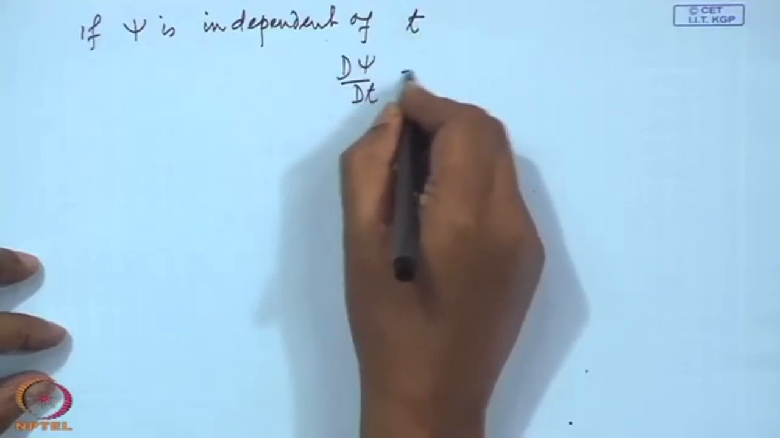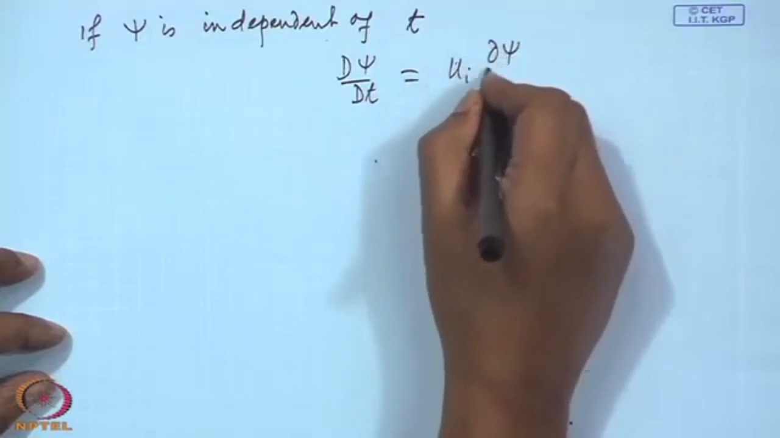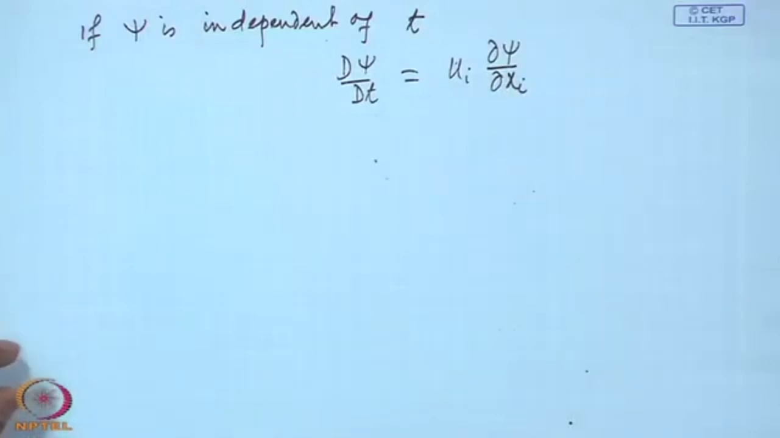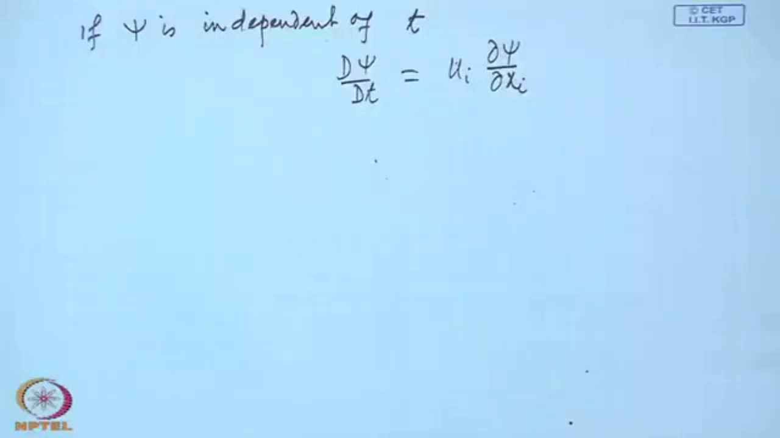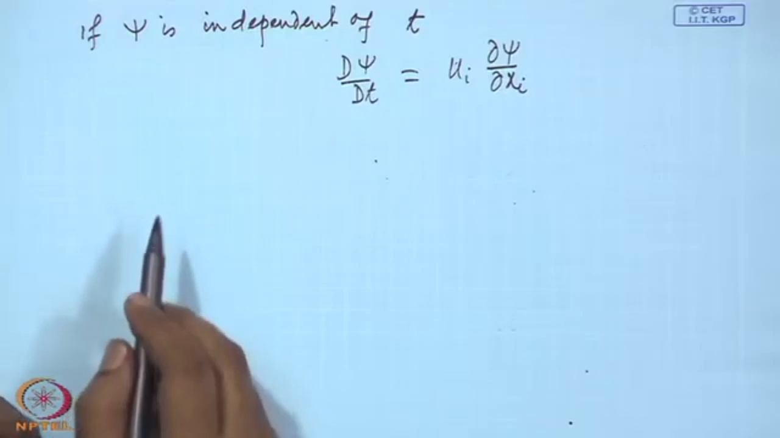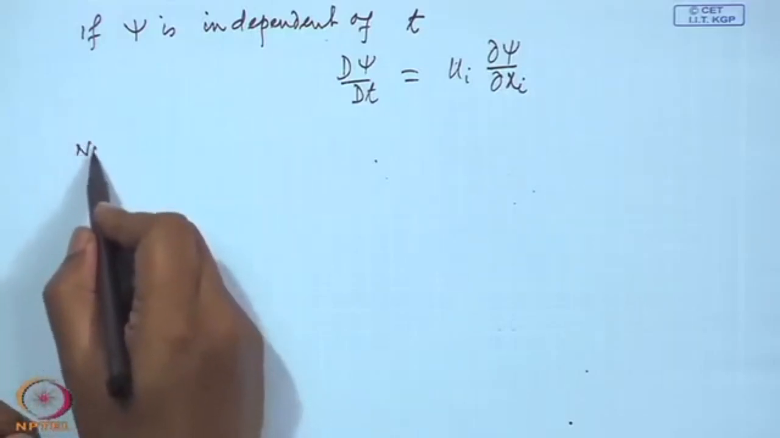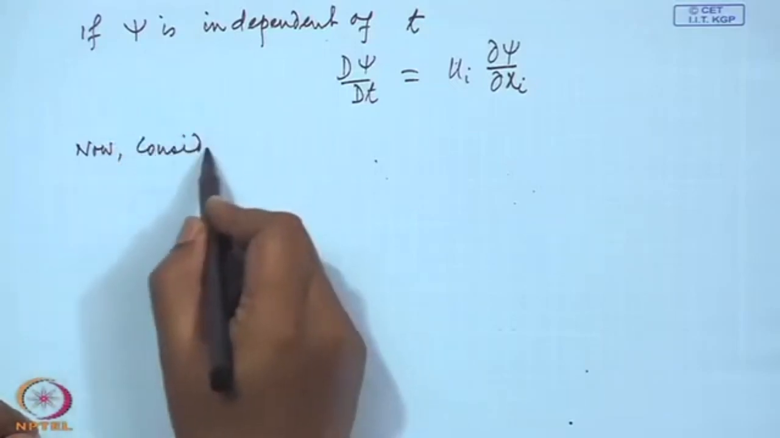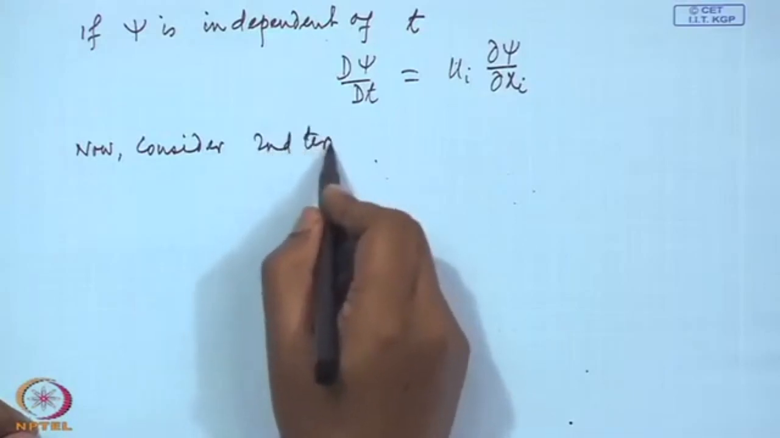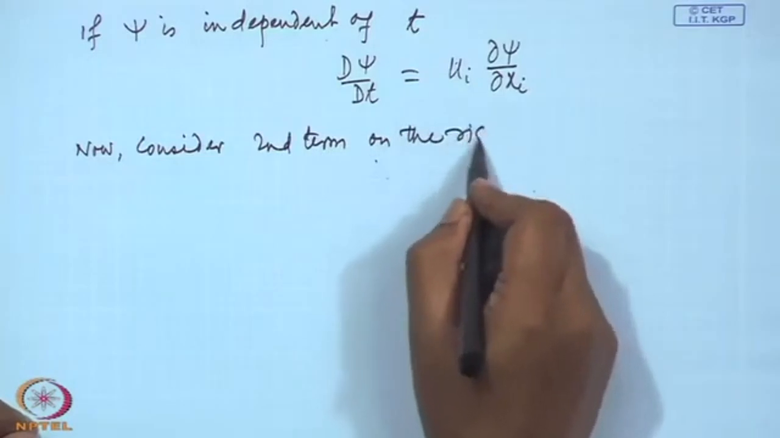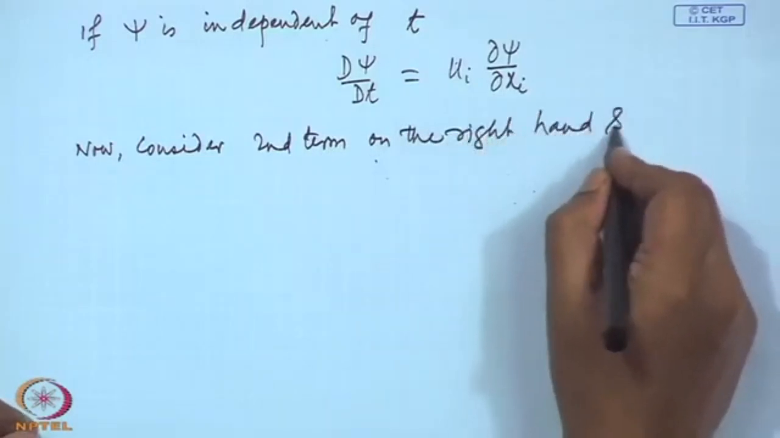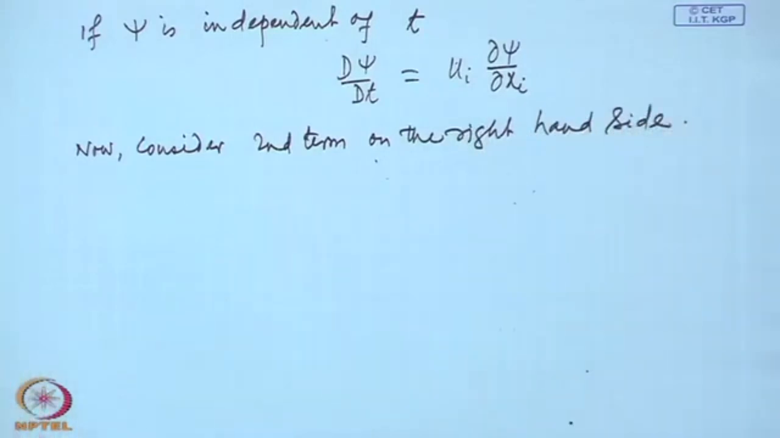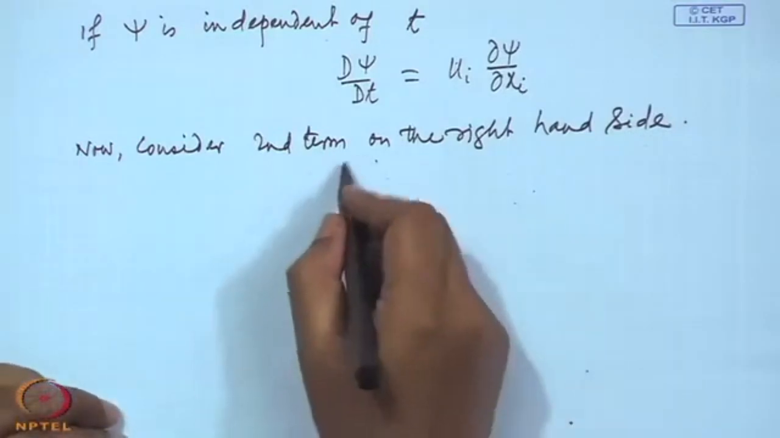So, if psi is independent of t, D psi d t is same as u_i d psi d x_i. So, the first term on the right hand side in the energy equation can be written as minus D psi d t. Okay. Now, consider the second term on the right hand side in the energy equation. What we have is the work done by the surface force.